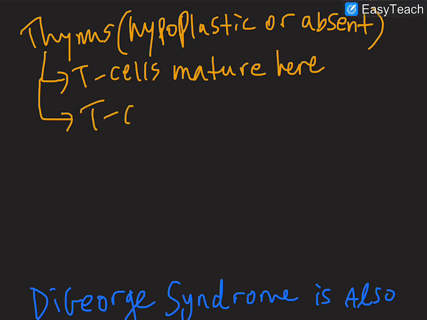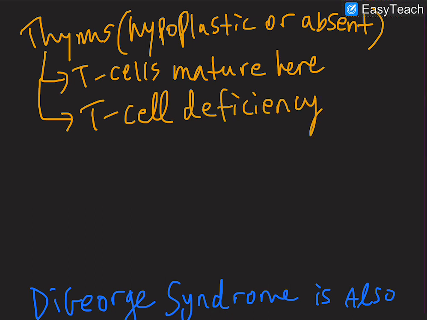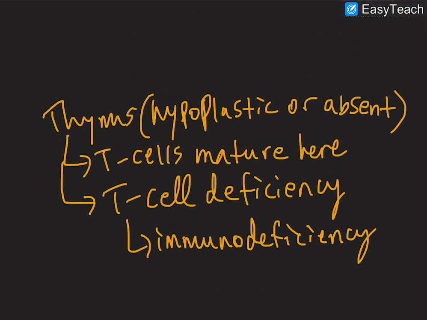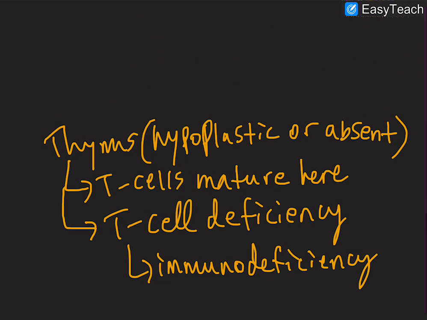This will lead to a T cell deficiency, because you can't properly mature your T cells. That can lead to an immunodeficiency, because we know T cells are really important in fighting certain viruses and fungi. So if you can't have proper T cells, you won't be able to fight viruses and fungi, which could lead to infections.